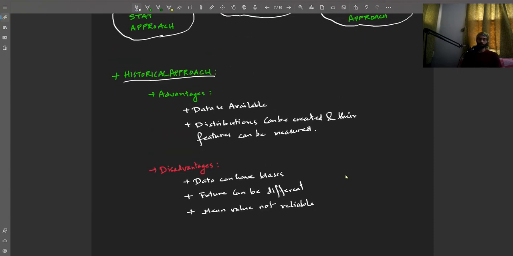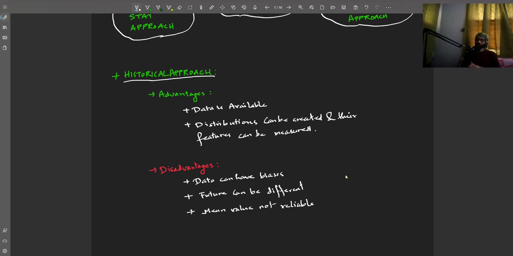Historical approach basically means you look at the past, analyze the past, detect its features both quantitatively and qualitatively, and then try to judge what is going to happen in the future. Here there are certain advantages, like data is already available. You have a plethora of data. If you want to check out the last 3 months data, that is available. Last 3 years data, that is available. Last 30 years data, that is also available. So distributions can be created and their features can be measured.